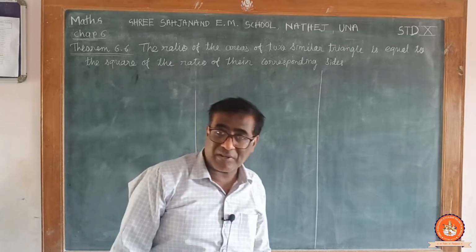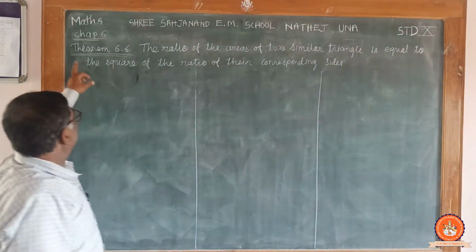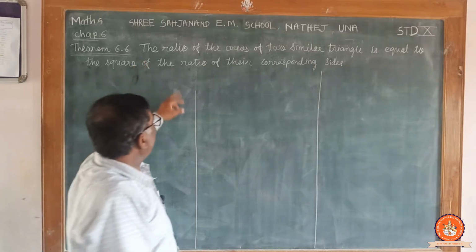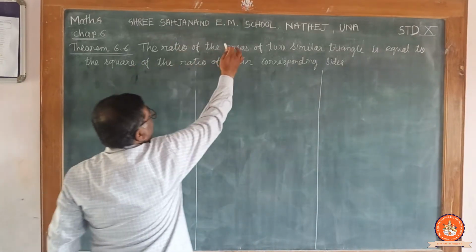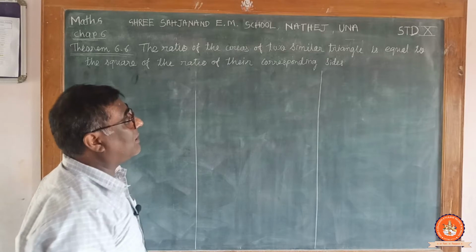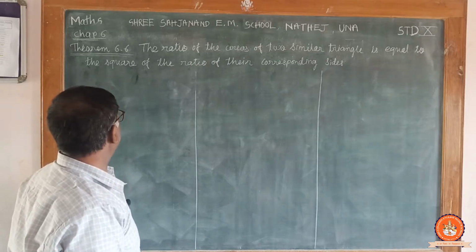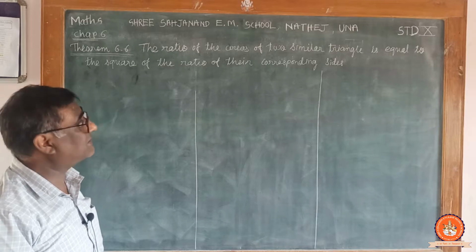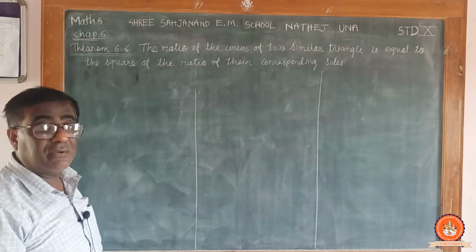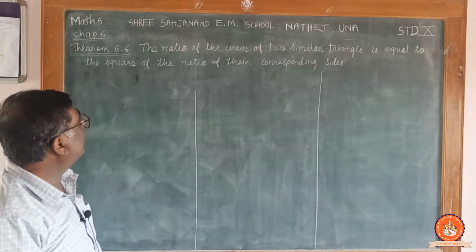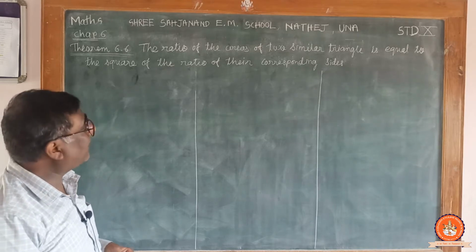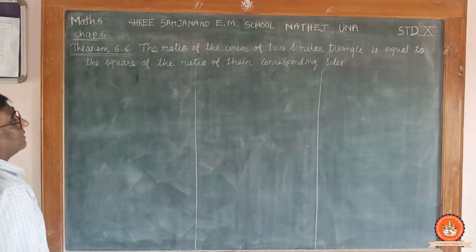We are learning chapter number 6 and theorem 6.6. The ratio of the areas of two similar triangles is equal to the square of the ratio of their corresponding sides. So we are dealing with the ratio of areas of two similar triangles.